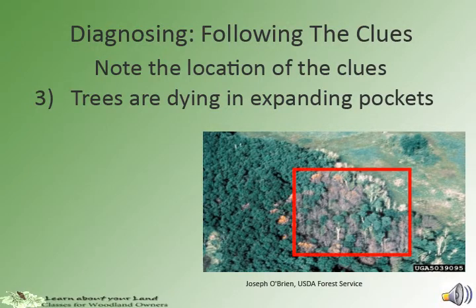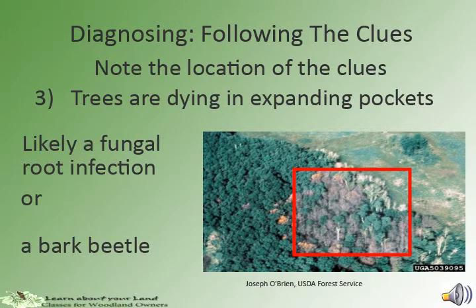If you have many trees dying in expanding circles, a disease may be traveling through connected roots, or you may have a bark beetle traveling through your trees.